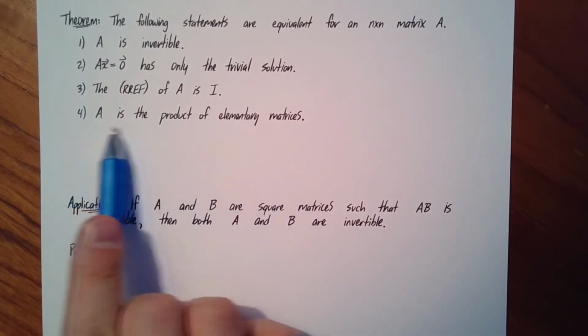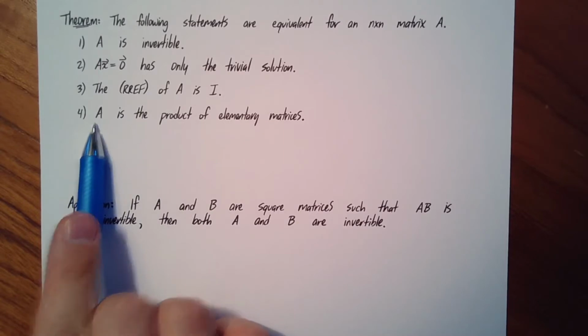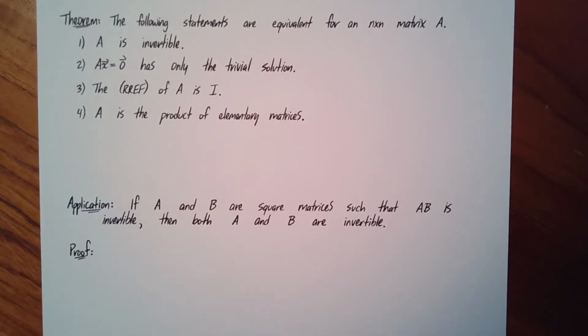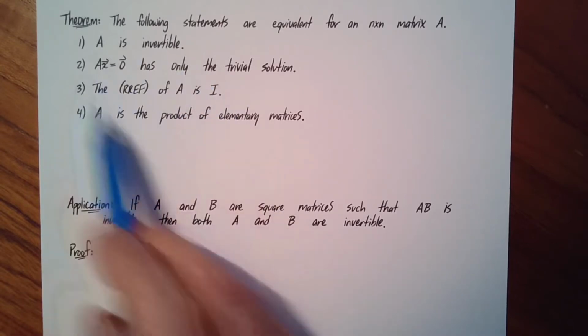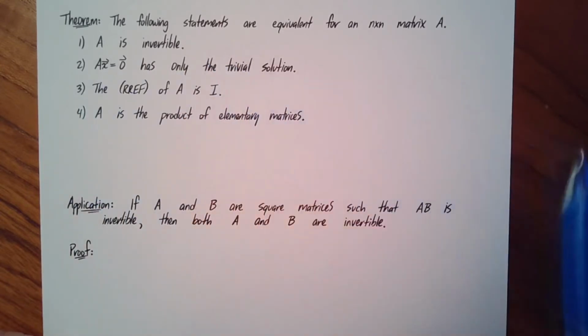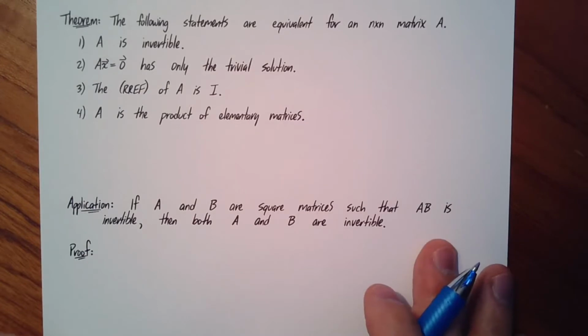And of course the fourth statement is that the matrix A is a product of elementary matrices. So if A is not invertible, then it's not going to be a product of elementary matrices. But if it is invertible, then it is. That's really what we're saying here when we write these four statements down and say that they're equivalent. So we're actually going to add 2 more statements.